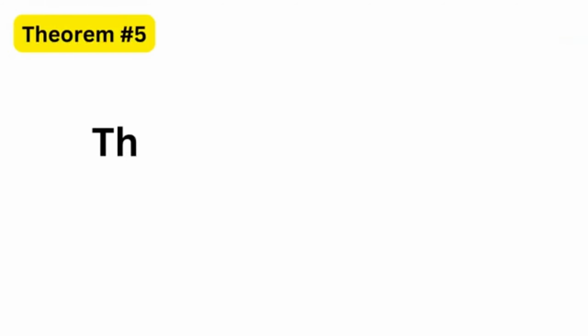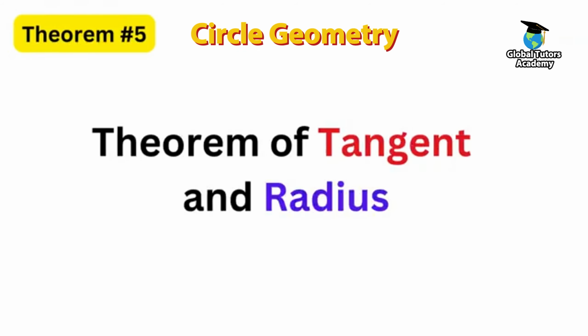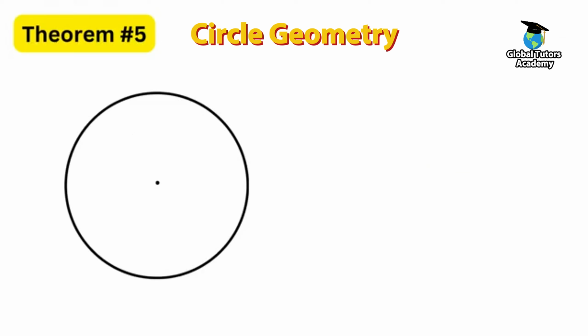Now, Theorem 5, Theorem of Tangent and Radius. We have already mentioned that a tangent is a straight line that touches the circle at exactly one point without crossing it. The important property of a tangent is that it is always perpendicular to the radius at the point where it touches the circle.